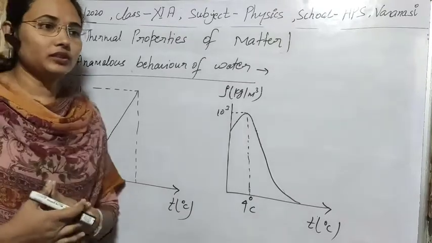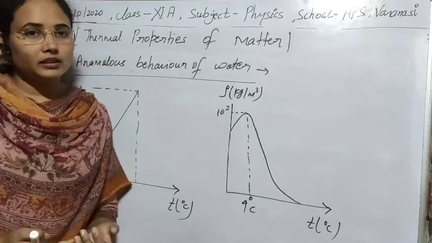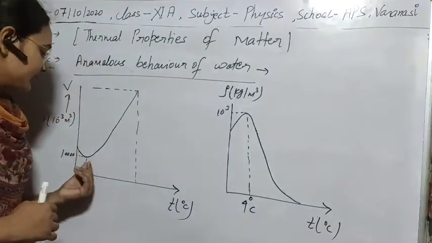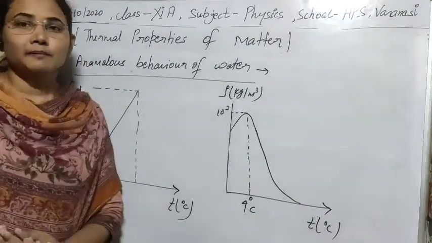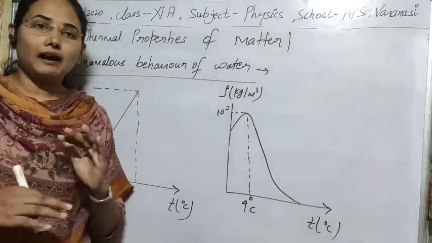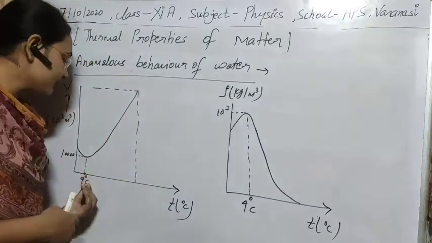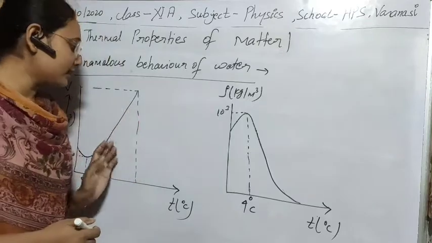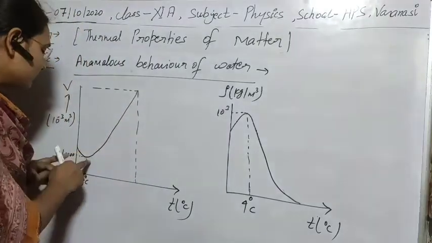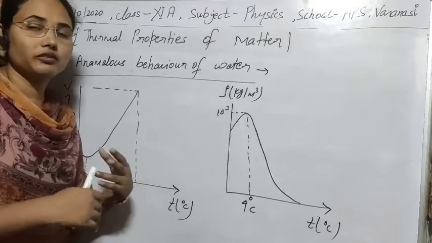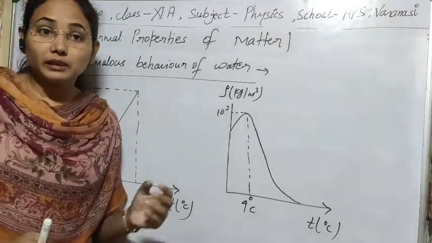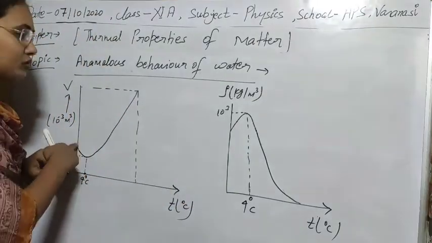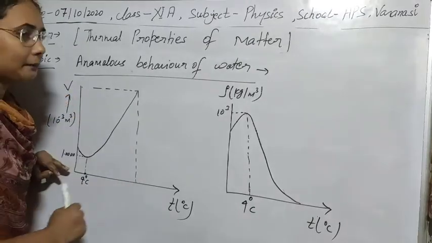Normally, as we know, if we increase temperature, then there is an increase in volume. But in case of water, for 0 to 4 degrees Celsius, first its volume decreases. After 4 degrees Celsius it shows normal behavior like other liquids, meaning V is directly proportional to T. But below 4 degrees Celsius, the volume is not proportional to temperature, and it decreases with the increase in temperature. Means there is an inversely proportional relationship between volume and temperature.